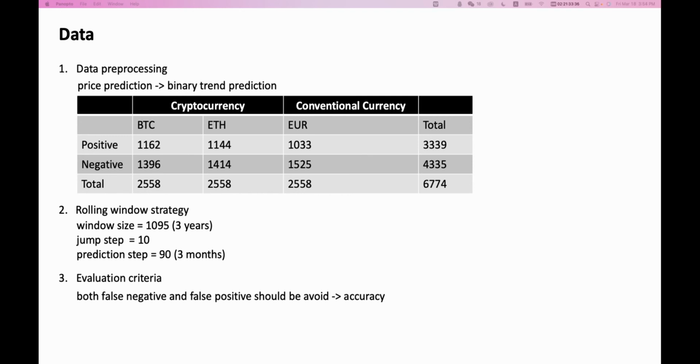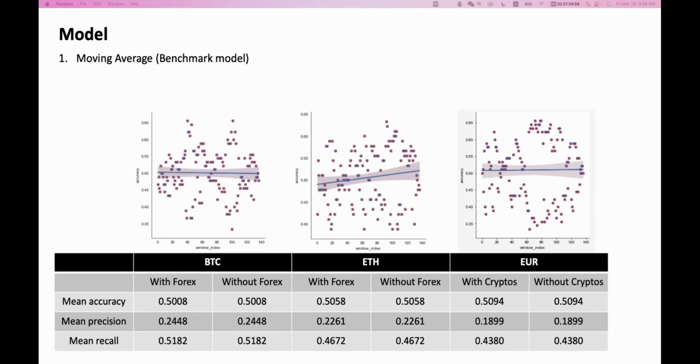3 months, which means after training on each 3-year long window, the predictor will predict the price change of the focal currencies in the next 90 days instead of just 1 day. Considering the performance evaluation criteria of this study, I chose accuracy measure because both false negative and false positive are very important for price change prediction. Next, I will report the results of my experiments on each model.